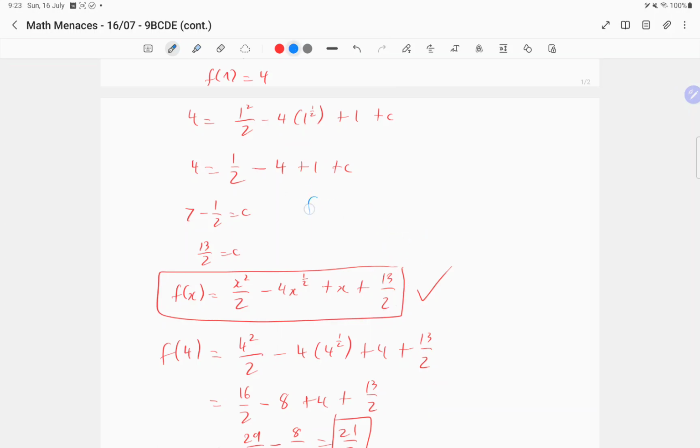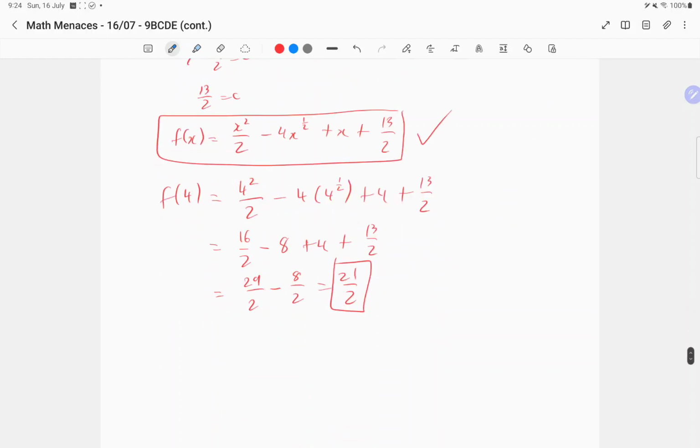Is the constant correct? So we've got f(1) equals 4, right? When x equals 1, the answer should be 4. Yeah, should be 4. So we've got 1 squared over 2 minus 4 times 1 plus 1 plus 13 over 2. So 1 over 2 plus 13 over 2. So this one would be 14 over 2. And then minus 4 plus 1 would be negative 3. So that's negative 6 over 2 plus 14 over 2 is 8 over 2, which is 4. Yeah, so up to this point, it's 100% correct. Don't see any issue with this.